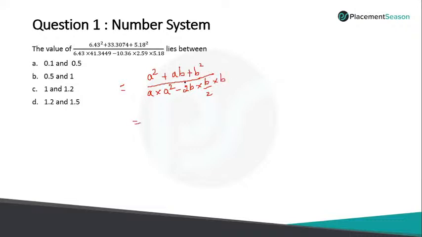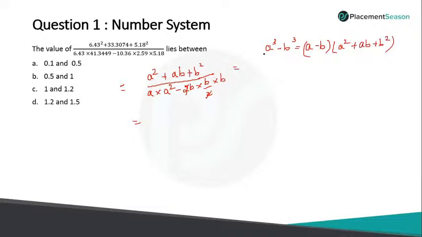So if I solve this, what will I get? It is simple. A into a square is a cube, and I can cancel, so it should be b cube. What is a cube minus b cube? Let me write the formula here. a cube minus b cube is a minus b into a square plus ab plus b square.